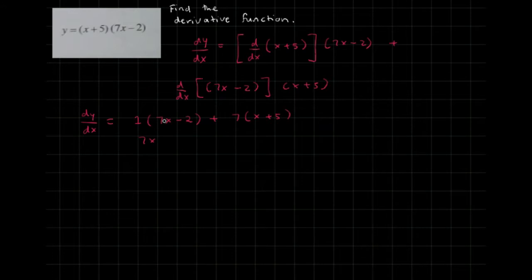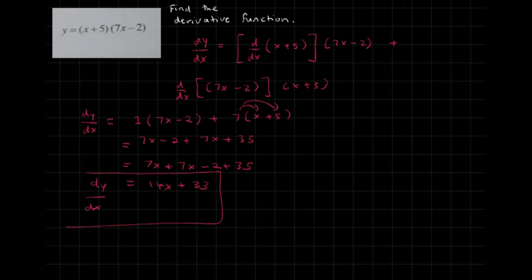In this case, you get 7x - 2 plus, I'm going to expand this out, plus 7x + 35. And then group the like terms together. So if I group the like terms together, I get 7x + 7x, and -2 + 35, which is 14x + 33. Okay, so this is basically your derivative.